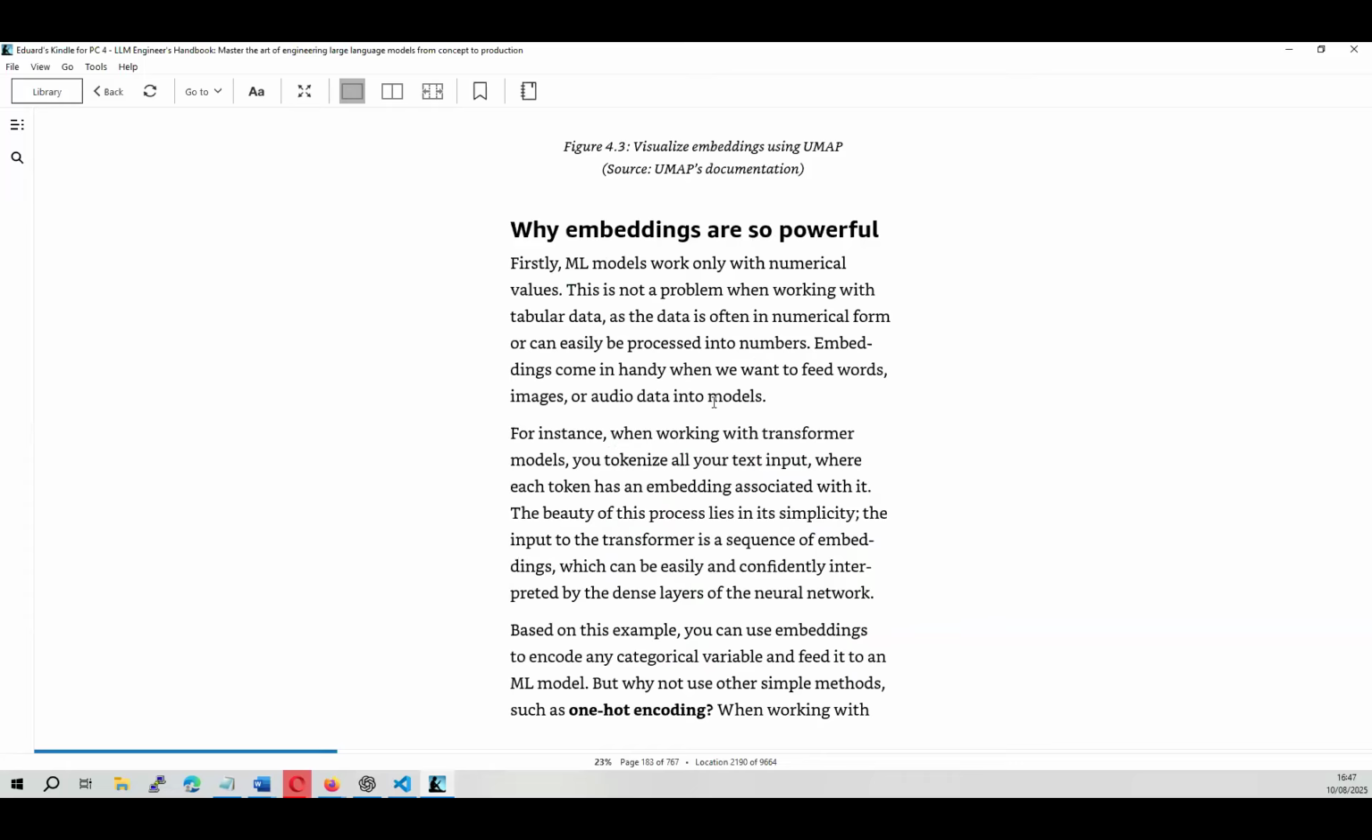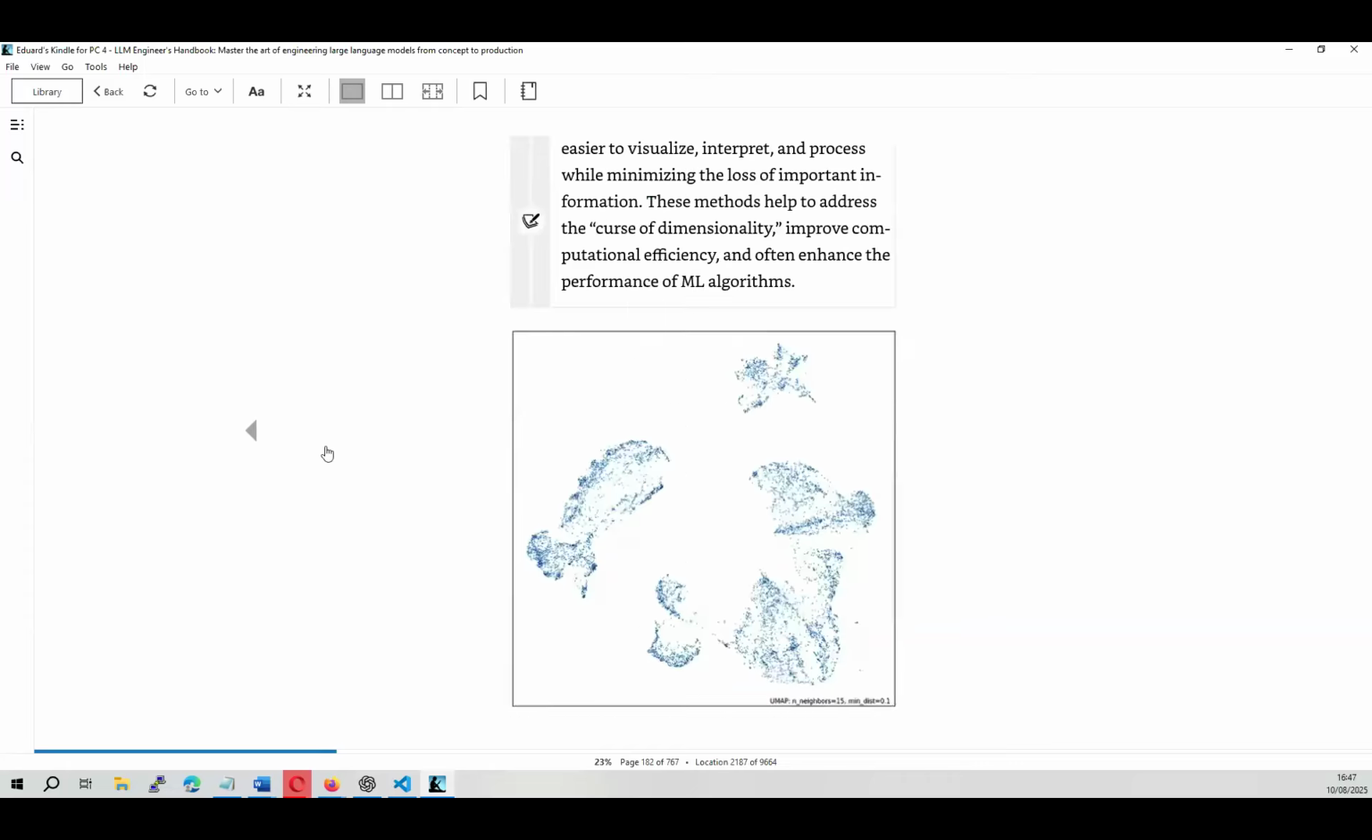Could you explain, Eddie, the curse of dimensionality, how this reduces it? I'm not entirely clear about the curse of dimensionality. I don't know if you're able to. Yeah, I'll do my best.